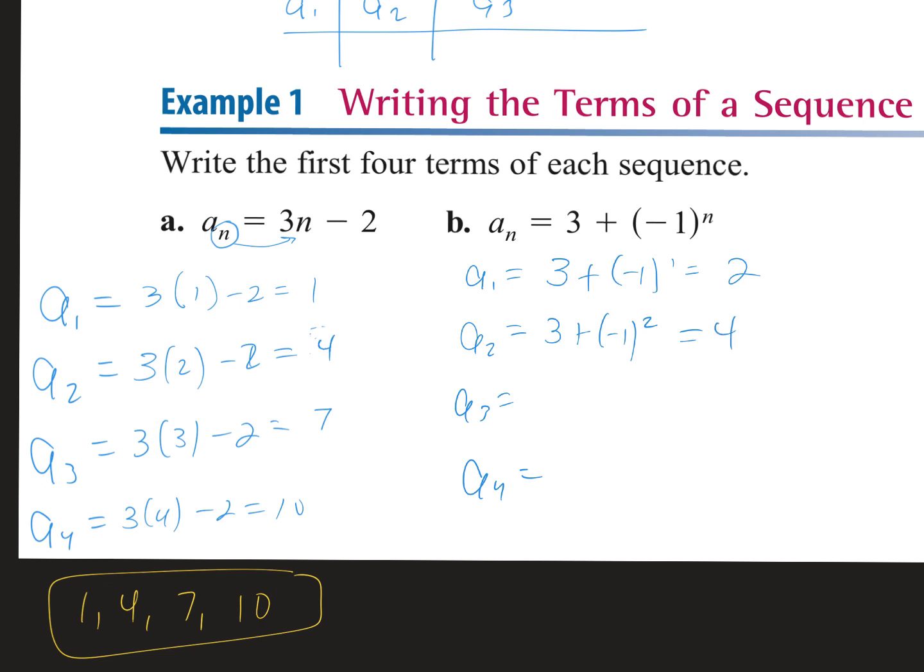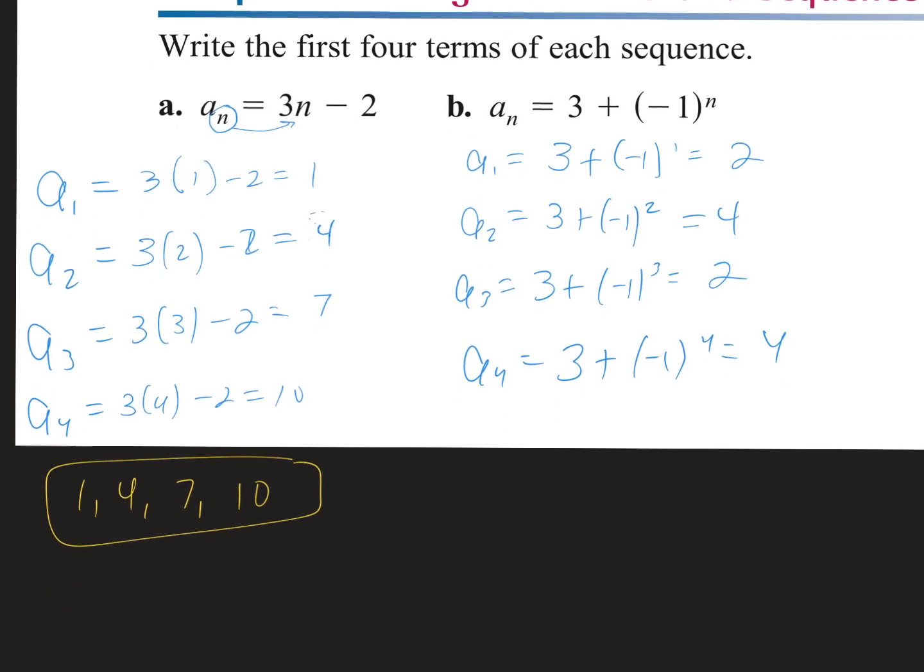Good. So now I'm going to find the third term. So I'm going to say 3 plus negative 1 to the third power. What's negative 1 to the third power? Negative 1 plus 3 is 2. And then to the 4th power. So 3 plus negative 1 to the 4th power. Well, negative 1 to the 4th power is 1, plus 3 is 4. So in this case, the first 4 terms of this sequence are 2, 4, 2, and 4. Questions?